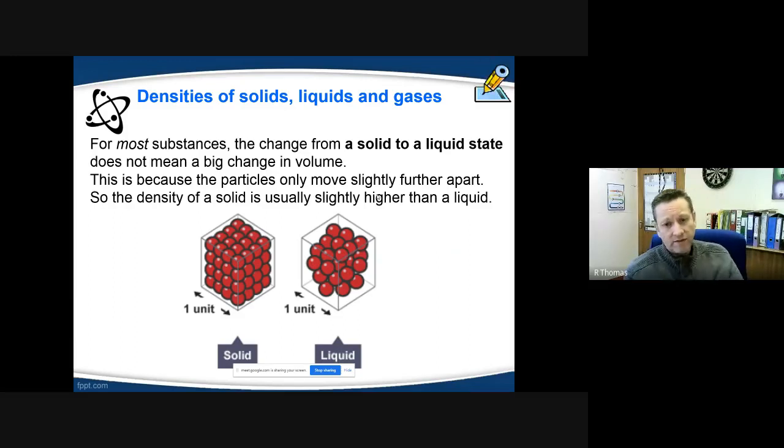And you've got that little diagram there to show us that in a solid state, if I had 1 cubic unit, I would get that many red particles squeezed into it. And in a liquid state, because they've moved slightly further apart and in a bit more of a random arrangement, there'll be slightly less particles, meaning slightly less mass, meaning slightly less density, okay? So that's why that occurs. So as you go from a solid to a liquid, there's not a great deal of change in volume, so not a great deal of change in density.